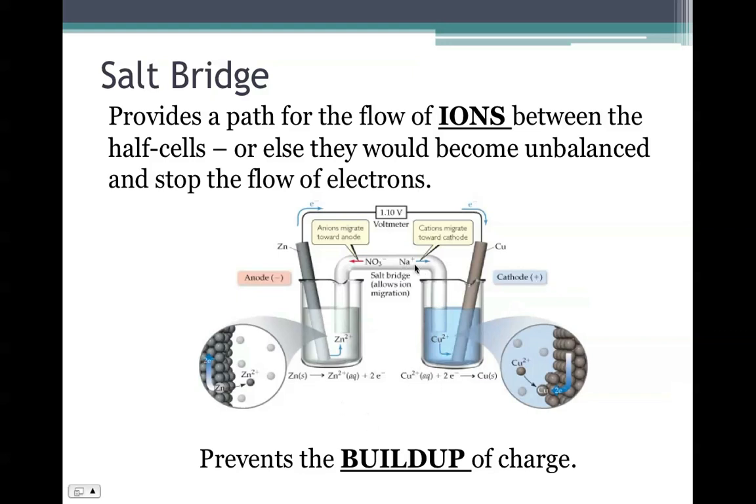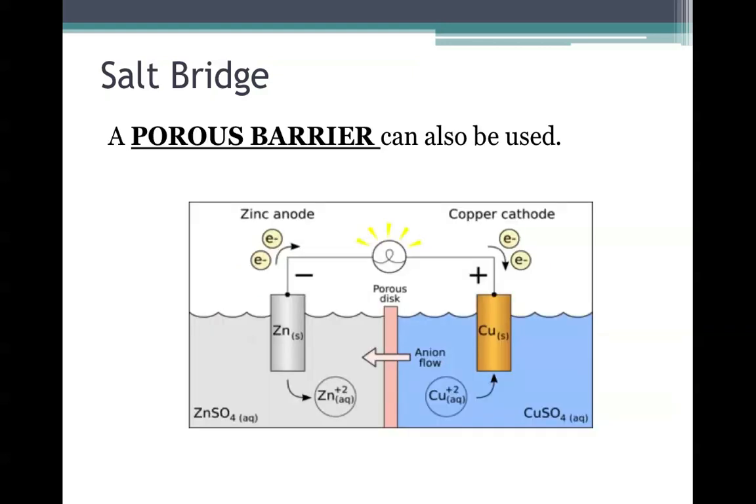So in the salt bridge, the positive ion is going to migrate over to that side to try and balance out the negative ions that are being left and building up in solution. So again, the salt bridge allows for an ion migration and prevents the buildup of charge in the half cells. Another example of this is a porous barrier. It allows positive and negative ions to flow through it in order to balance the two half cells.